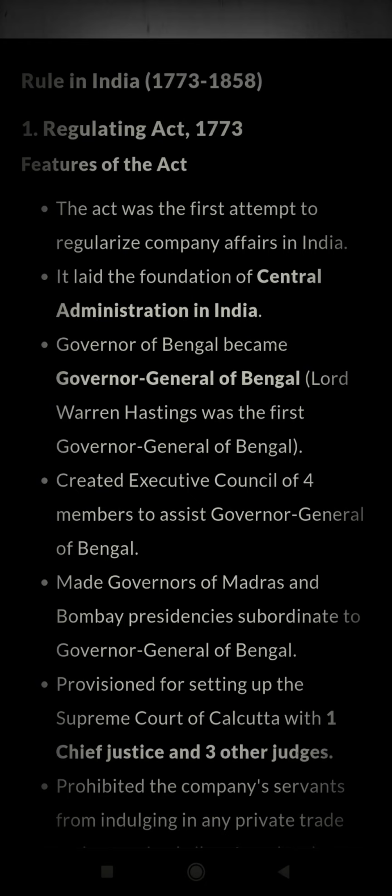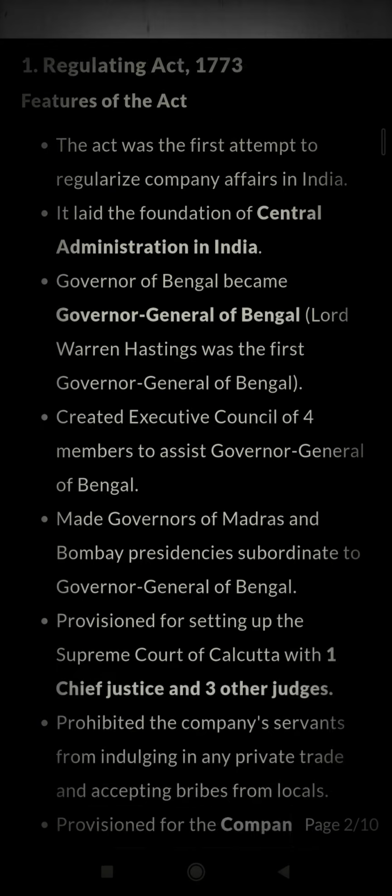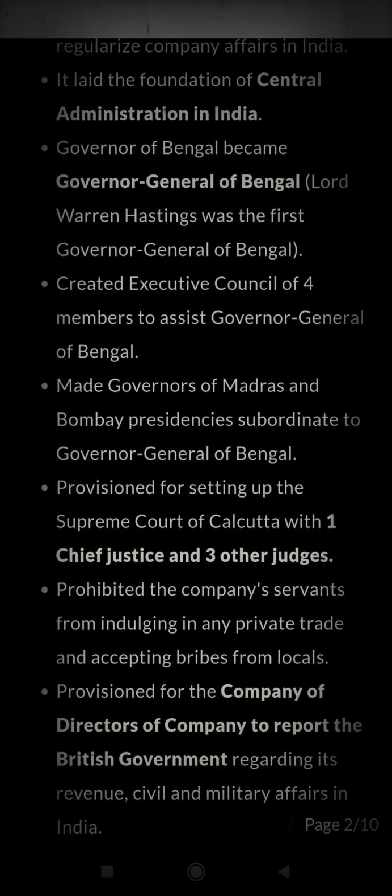Now its defects. The Governor General had no veto power. It did not address the concerns of the Indian population who were paying revenue to the company. It also did not stop corruption among company officials. The Supreme Court's powers were not well defined. Parliamentary control proved ineffective. I think you may be clear after this.